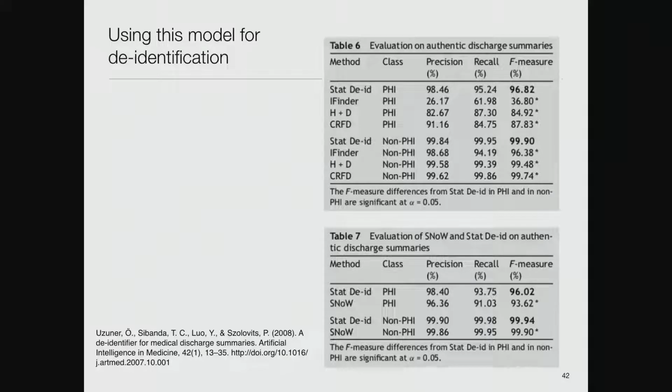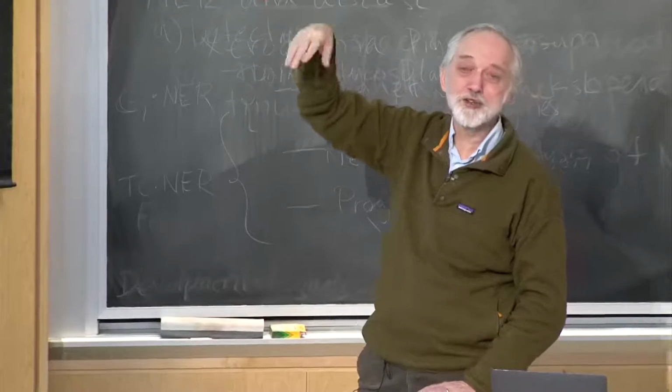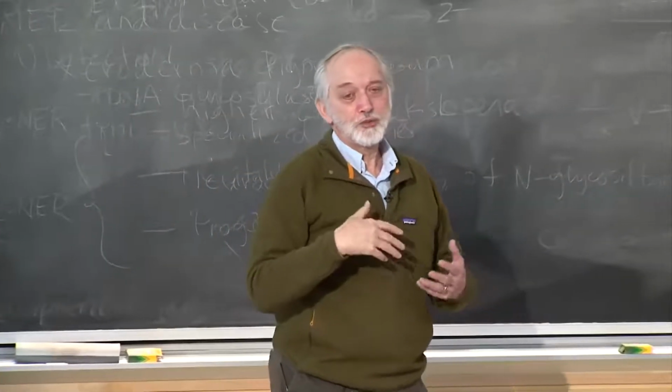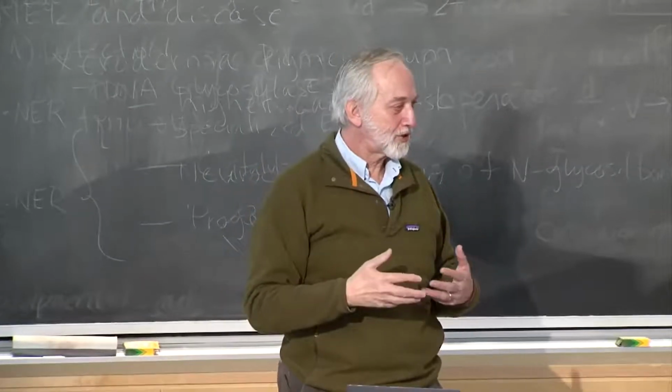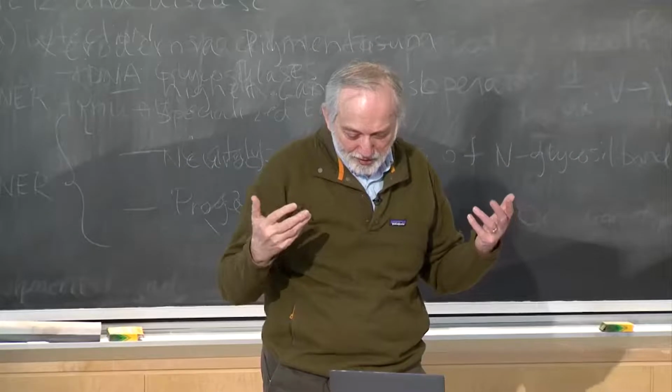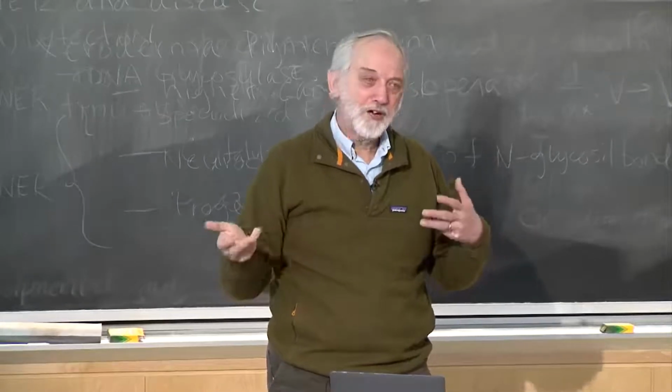And you see that on real discharge summaries, we're getting precision and recall on PHI up around 98.5% and 95.25%, which was much better than the previous state of the art, which had been based on rules and dictionaries as a way of de-identifying things. So this was a successful example of that approach.